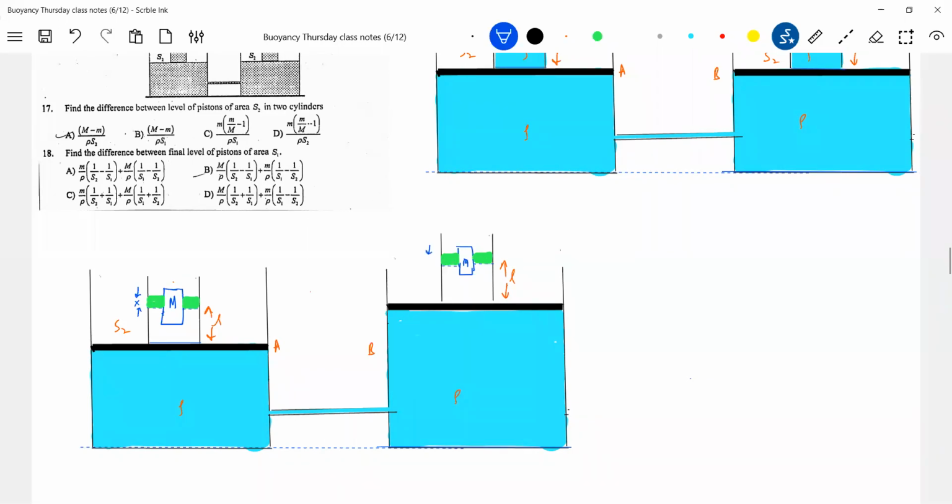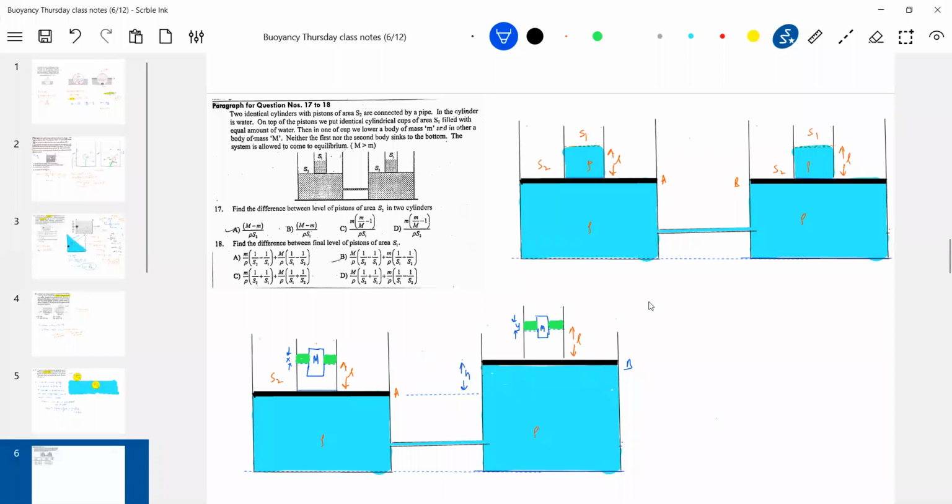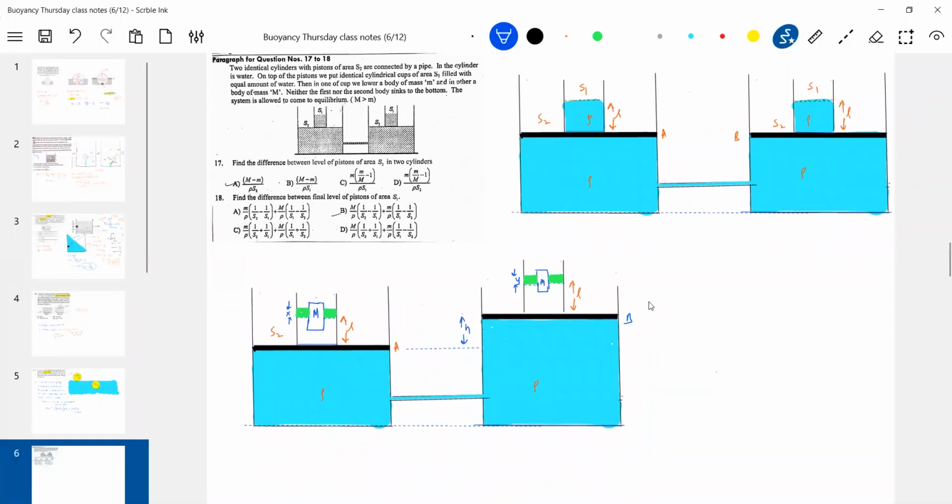Okay, call this. So the difference in level of piston. I will show the complete picture. Looking at the diagram, I think anybody can solve this problem, anybody. You need not be intelligent also.